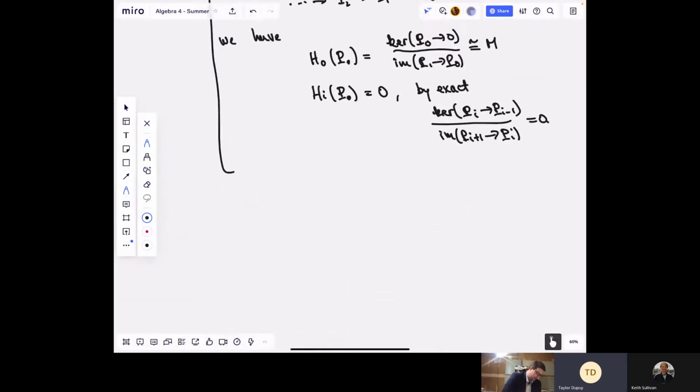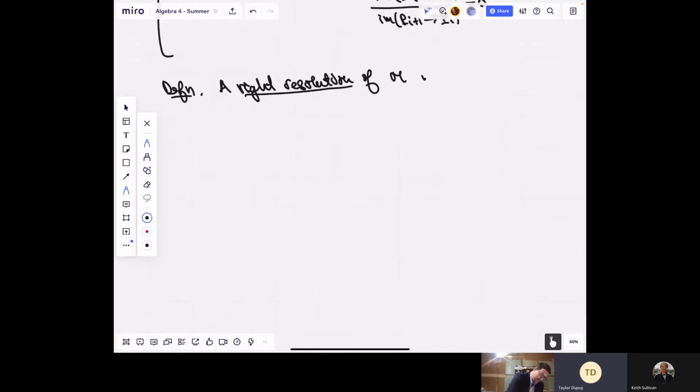So similarly, a right resolution of M is an exact sequence.